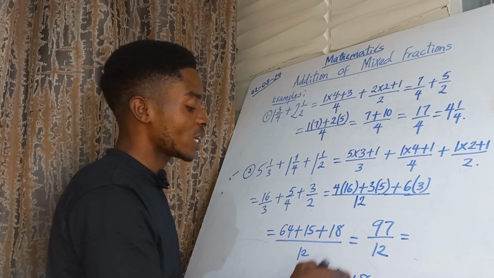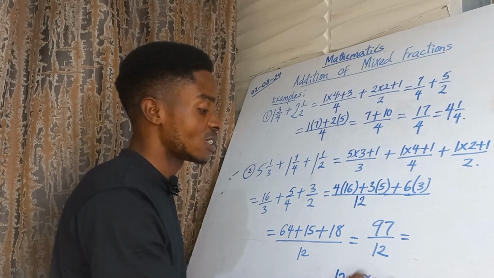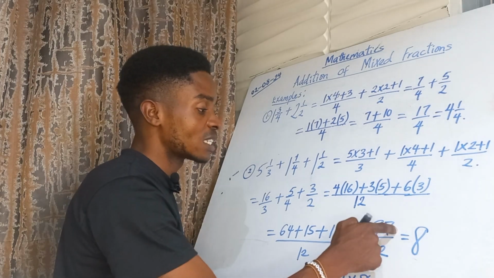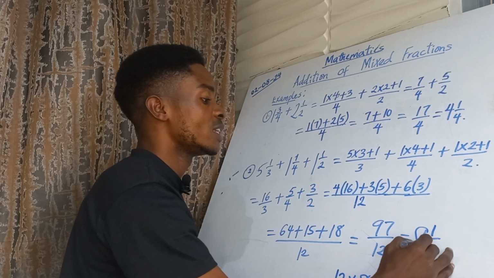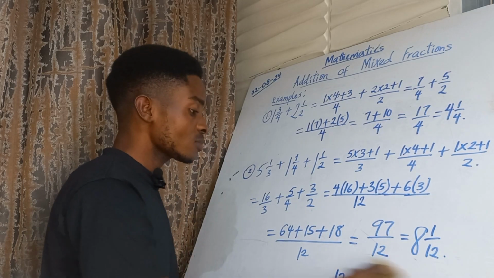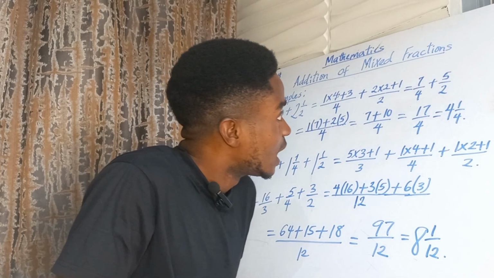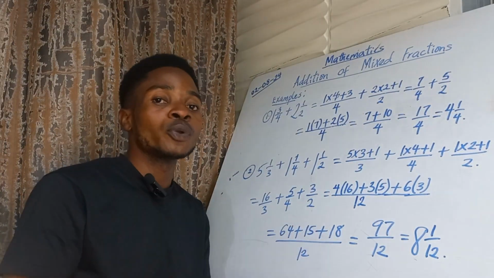So we go for 12 times 8. We can times 12 and 8 together and we get 96. You have 8 whole number. If you subtract 96 from 97, what do you have left? 1. You put a remainder up here, then 12. And that is how you add mixed fractions, right? So this is just so incredible.